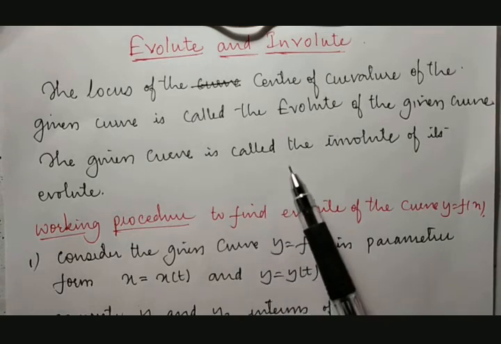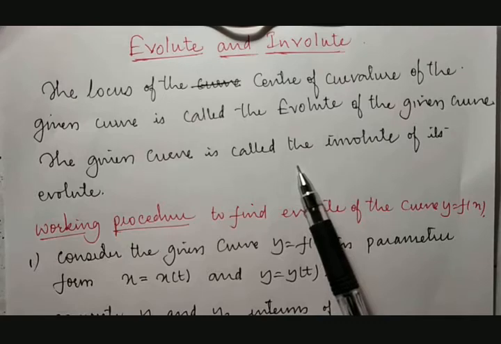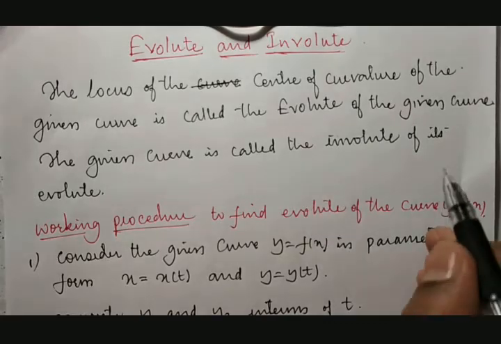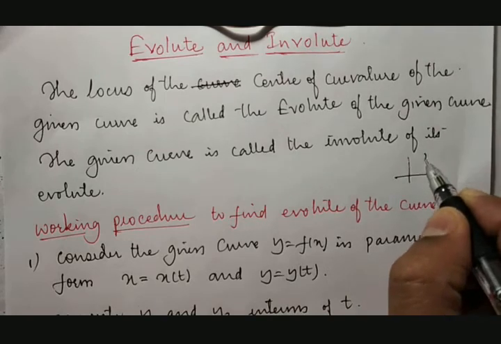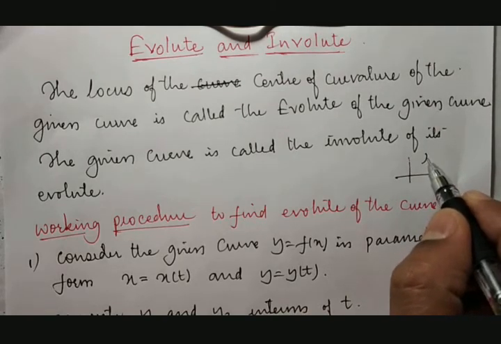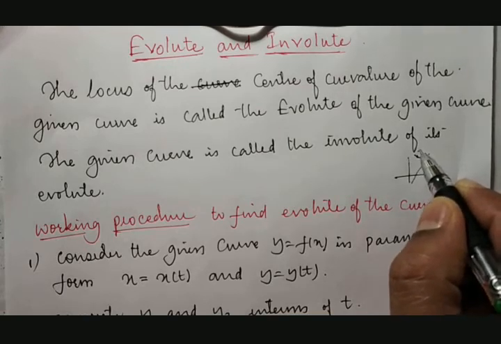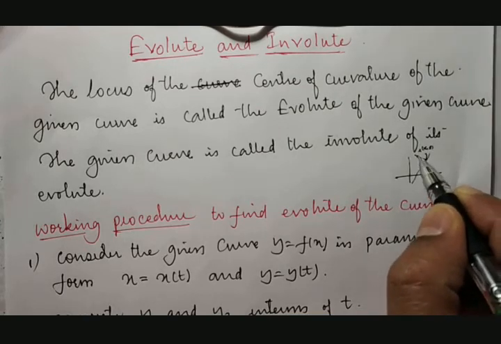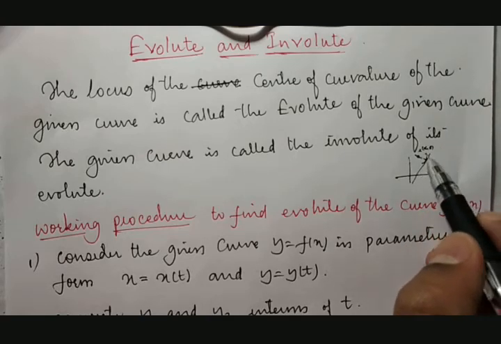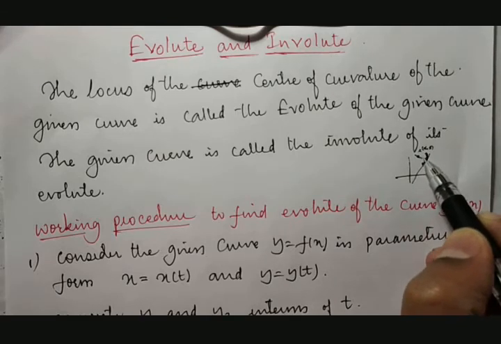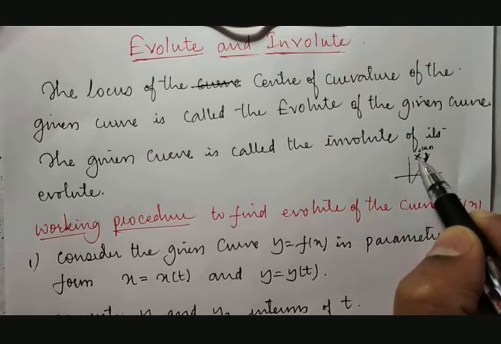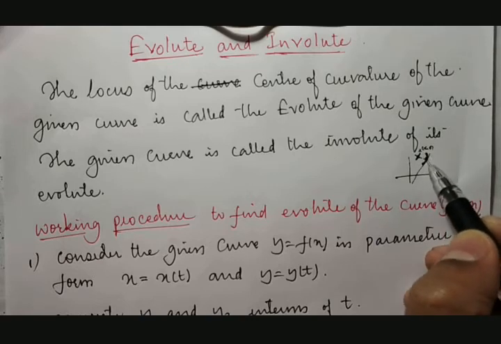For example, already in previous concepts we discussed the concept of center of curvature, circle of curvature and all. If you take the curve and find out its center of curvature, that is C of alpha beta, then the center of curvature of the given curve acts like an evolute, and this curve will be the involute for this center of curvature. Whatever we got is treated as an evolute.